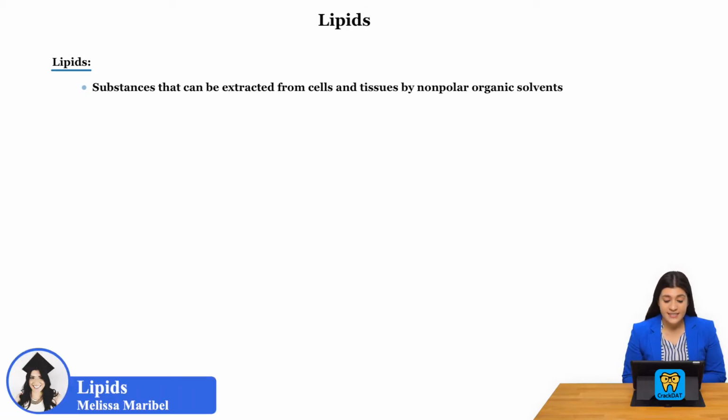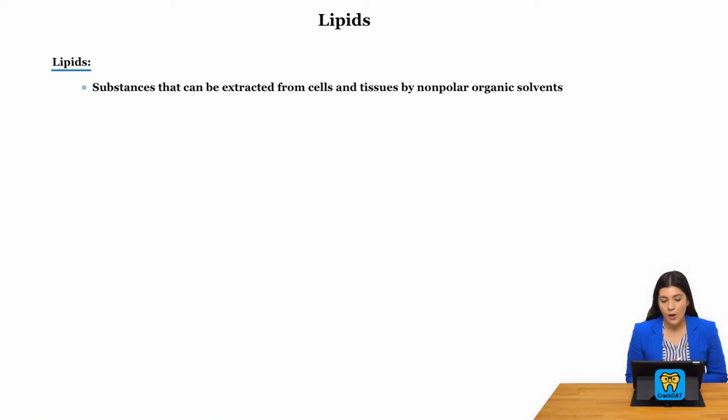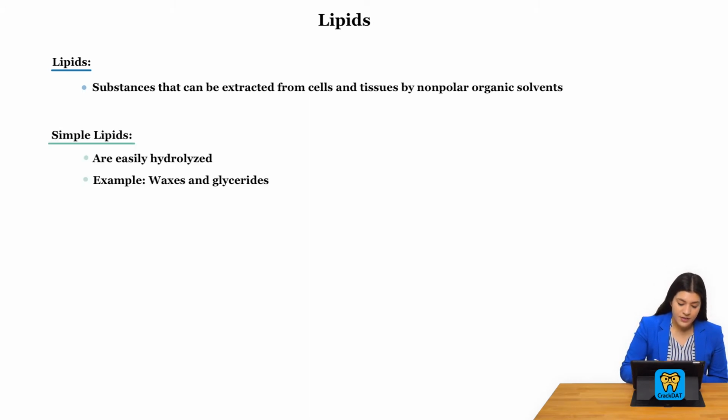Lipids are substances that can be extracted from cells or tissues by nonpolar organic solvents. And let's just look at the two different types of lipids that we'll cover. So the first type is known as a simple lipid. What makes a simple lipid is just the fact that they are easily hydrolyzed. An example of this is glycerides and waxes.